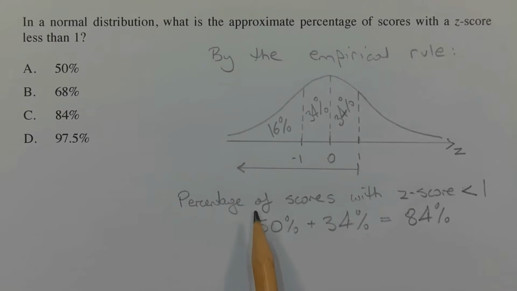So to find the percentage of scores with a z-score less than 1, we take 50%, so that's the percentage of scores that lie below a z-score of 0, add on to that 34%, and we get 84%. Therefore, the correct answer is option C.